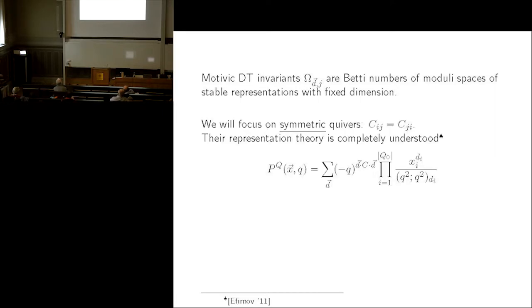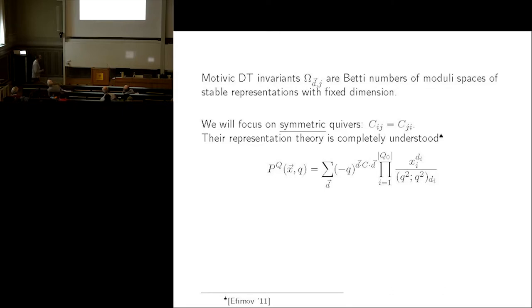Now, in the context of the knot-quiver correspondence, the quivers that are going to play a role have the property that there's an equal number of arrows from node I to J as there are in the opposite direction. These are called symmetric, and a beautiful fact about symmetric quivers is that the representation theory is completely under control, thanks to work of Efimov, who defines a partition function associated with a quiver.